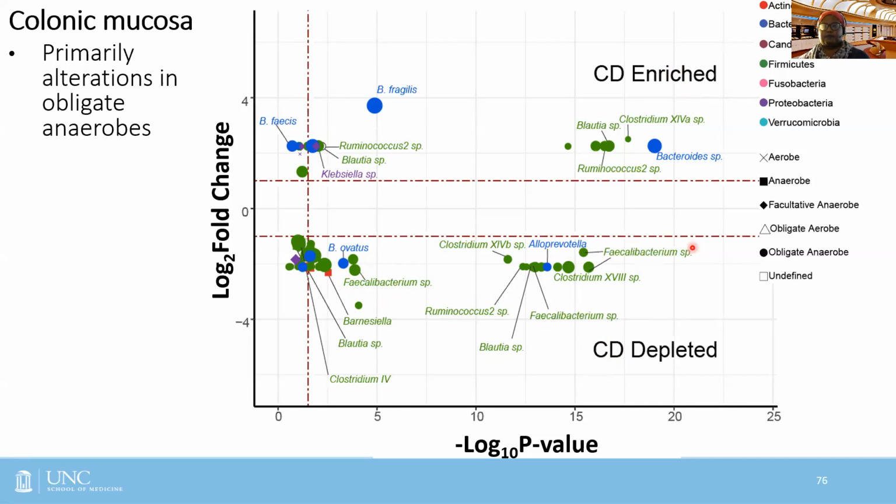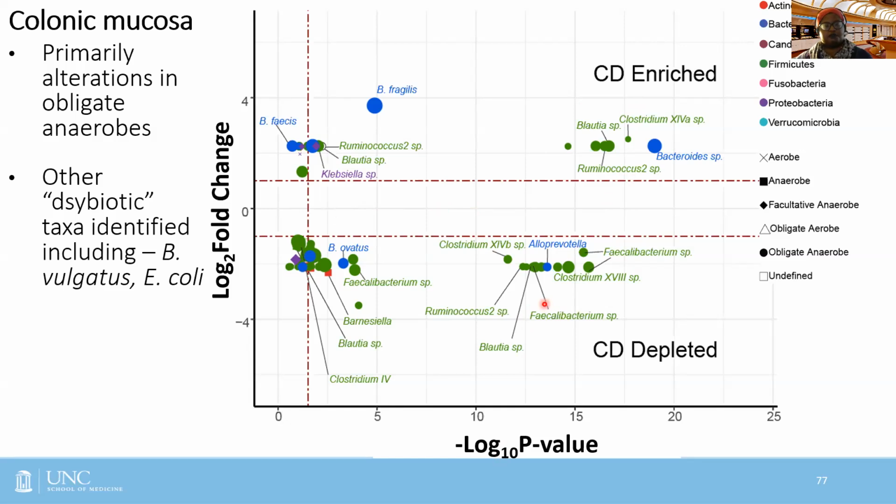So as you can see by the copious amounts of filled in circles, the alterations we primarily see in the colonic mucosa between non-IBD and Crohn's disease are primarily alterations in obligate anaerobes. This is in line with our aerotolerance analysis, where we noticed there wasn't really a loss of obligate anaerobes. And in this figure, we're seeing more of a swapping of particular obligate anaerobes.